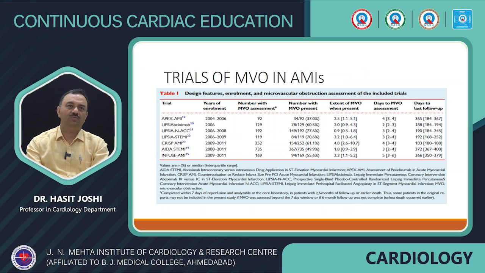So what are the trials of MVO in AMIs? This is data of 7 trials which were pooled and analysis was made. These were trials from 2004 to 2011, and extent of MVO was present in about 2.5 to 2.3, and number of MVO present was about 37 to 77%. Days to MVO assessment varied from 3 to 5 days, and clinical follow-up was done for a median of 1 year.